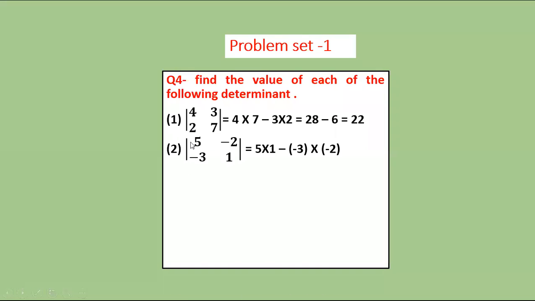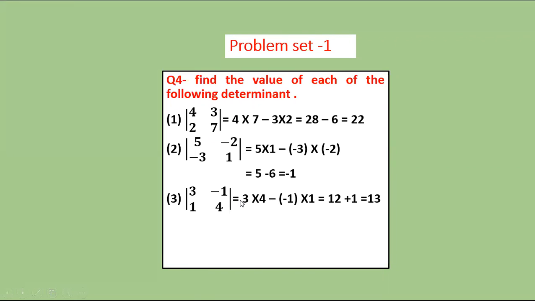The second determinant is 5, minus 3, minus 2, 1. To find the value of this determinant, 5 multiplied by 1 minus 3 multiplied by minus 2. 5 into 1 is 5, minus into minus is a plus. Therefore 5 plus 6. Hmm, the transcript says 5 minus 6 is equal to minus 1. The answer is negative. And the third determinant is 3, 1, minus 1, 4.